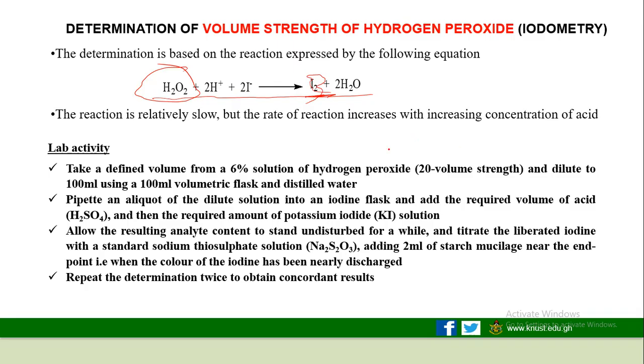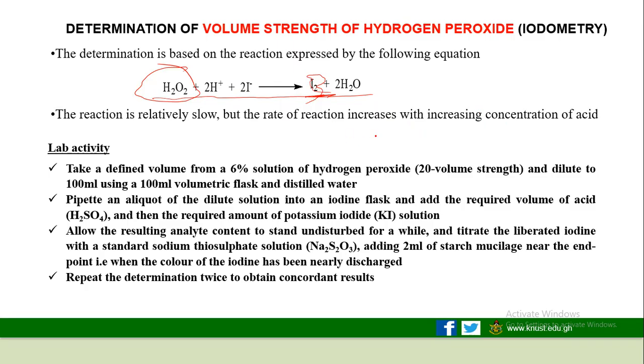Now, there's a statement here which says that the reaction is relatively slow, but the rate increases with increasing acid concentration. So if the rate increases with increasing the concentration of acid, a substance that increases the rate of a reaction, we call it a catalyst. So it's a no-brainer here that the acid is the catalyst of this reaction.